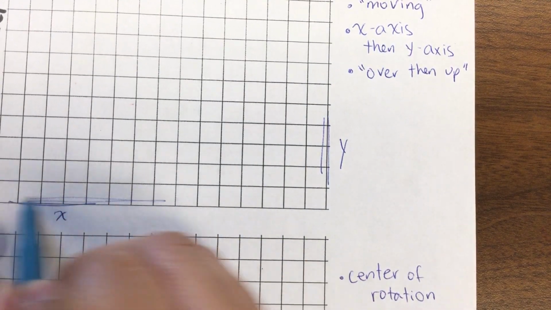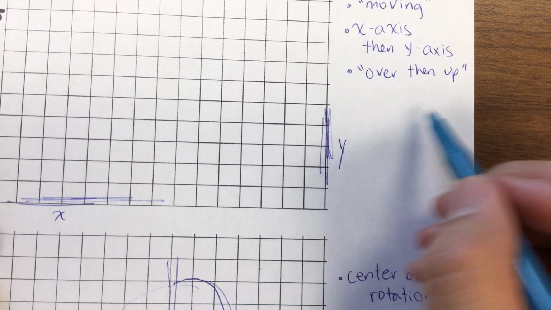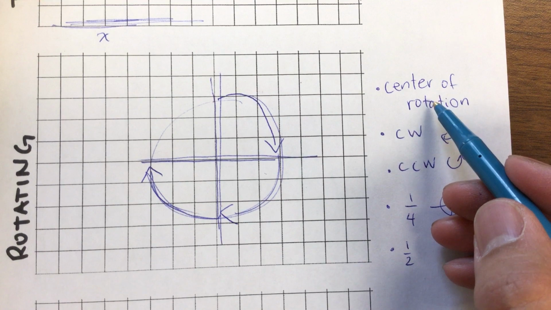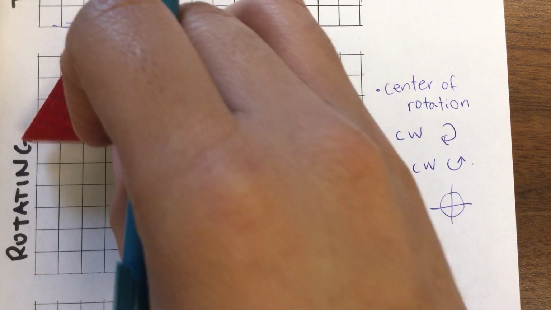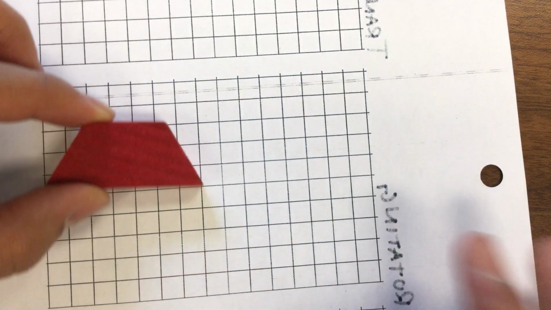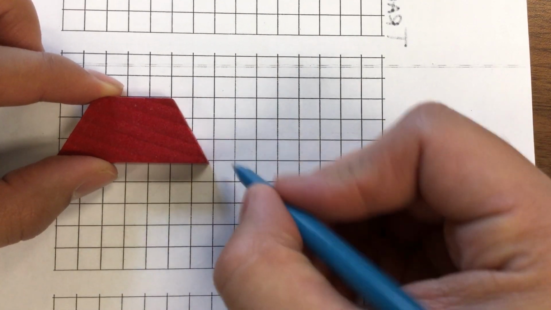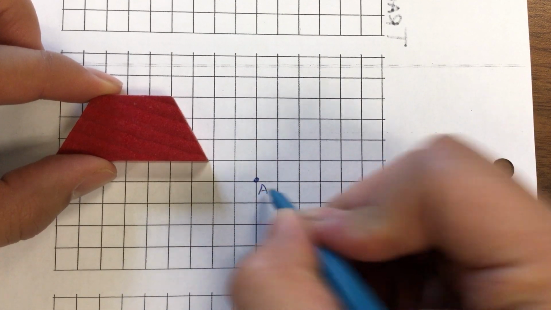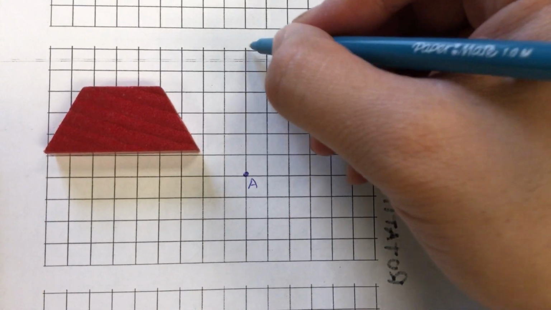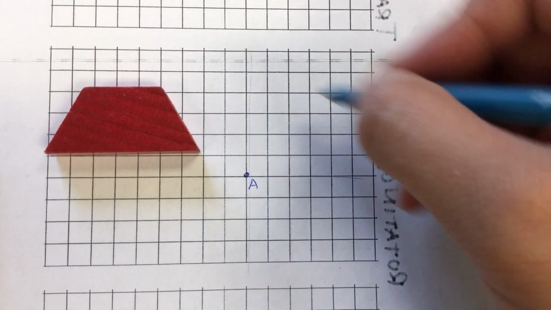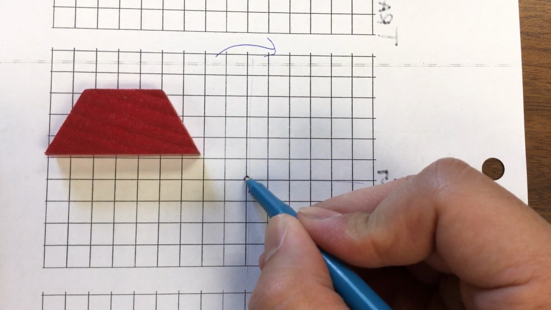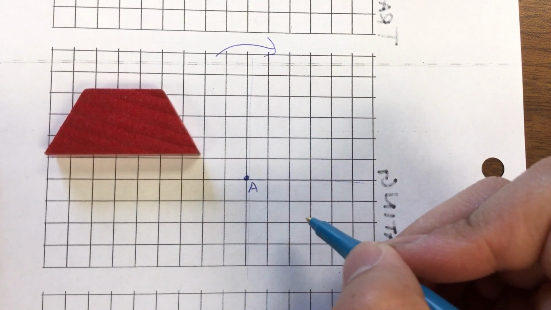You're always moving over first and then up and down. Okay, so over then up, or x-axis then y-axis. In rotating, there's a center of rotation. In this chapter, they might actually say, I want you to rotate around point A. So if this is point A, and they want you to rotate 1 quarter clockwise, we know that 1 quarter is going to be somewhere in this area. We're going to go clockwise, so we know that we're going this way, and we're going to use this as the center of rotation. It's not even on the shape.